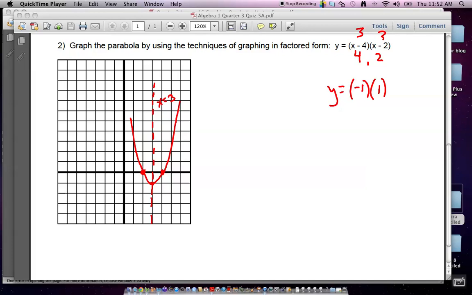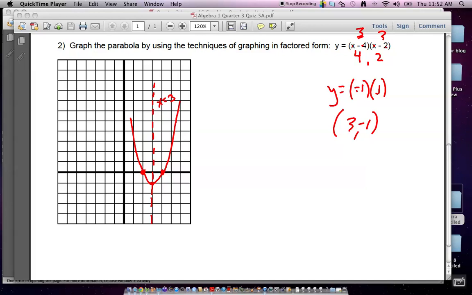So what I'm trying to emphasize to you is that you understand not only how to graph it by punching it into the calculator. That's obviously very simple. But I want you to be able to recognize the zeros. The axis of symmetry splits them equally. And then take whatever the x value for the axis of symmetry is. In this case, 3. Plug it in here. 3 minus 4 is negative 1. 3 minus 2 is positive 1. Multiply them, and that means on the axis of symmetry, I'm at the point 3, negative 1 as a vertex.